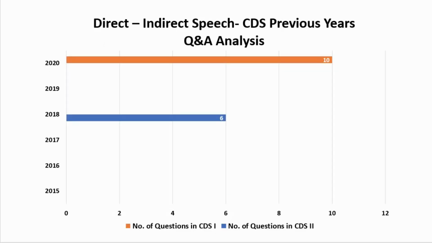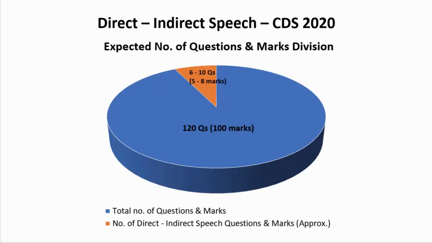And then moving on to direct indirect speech, which is also known as reported speech. In 2020, 10 questions came in CDS 1, and in CDS 2 2018 only 6 questions came. So on average you can expect 6 to 10 questions from this section. If at all you get questions from direct indirect speech or reported speech, it will fetch about 5 to 8 marks if you are correctly answering them.